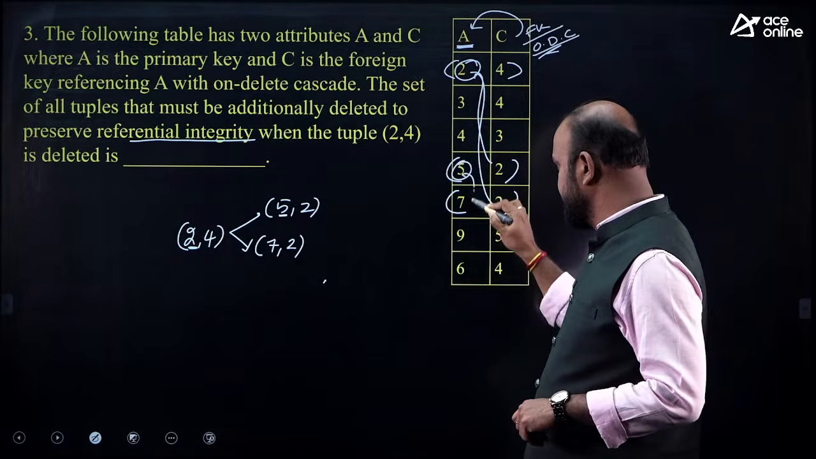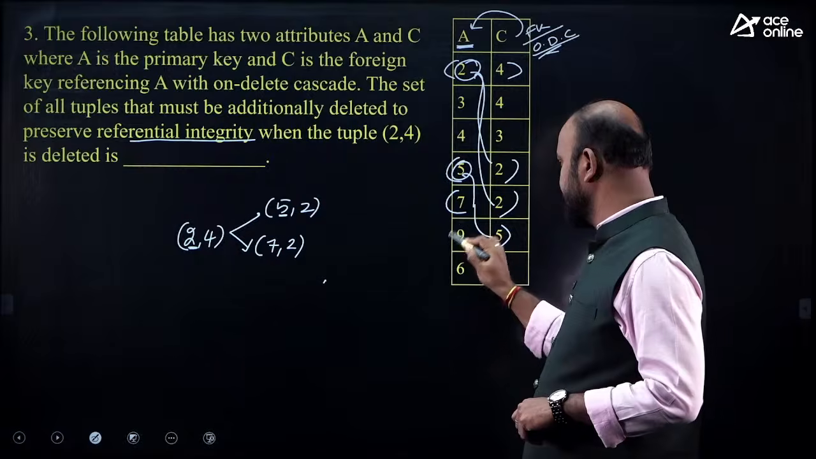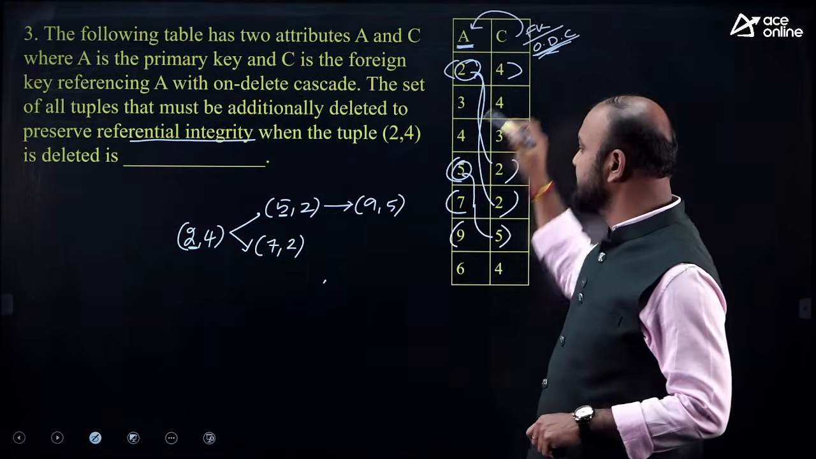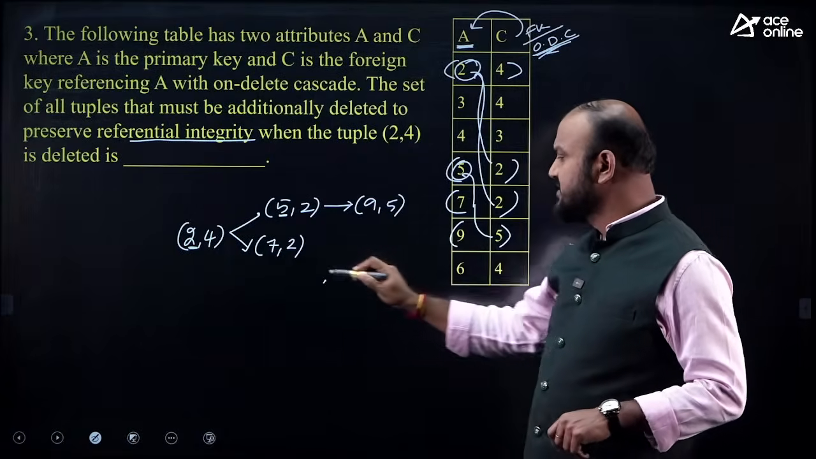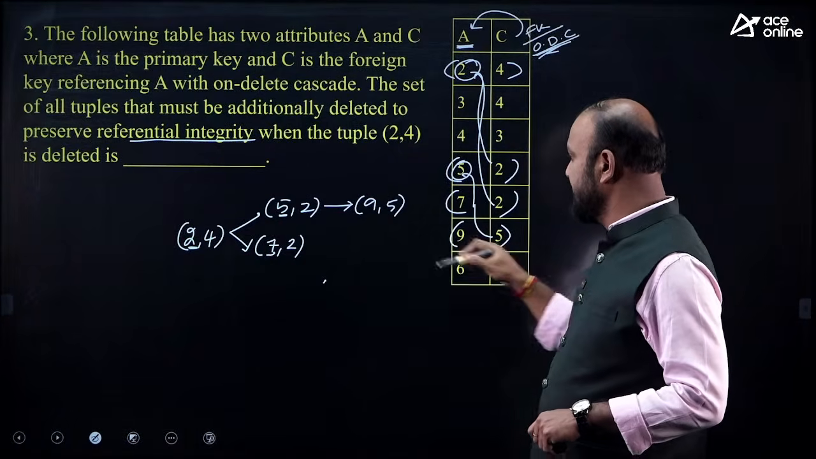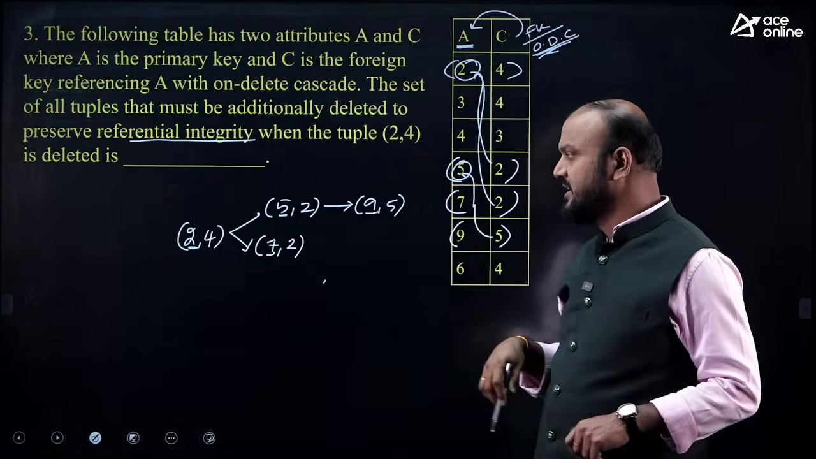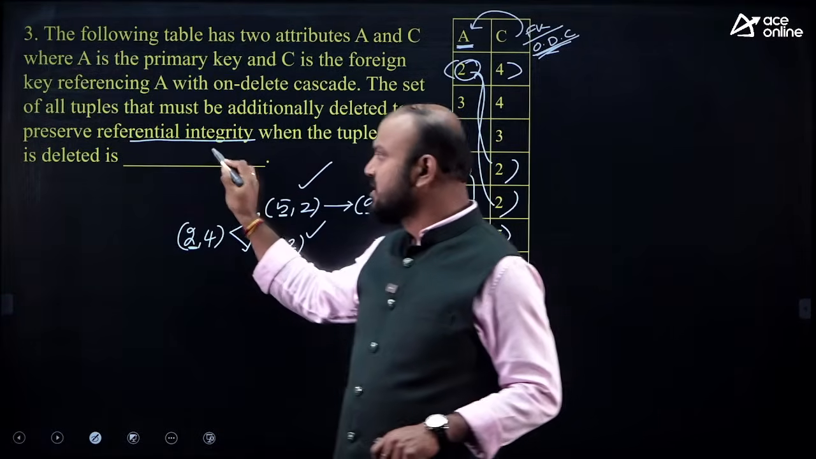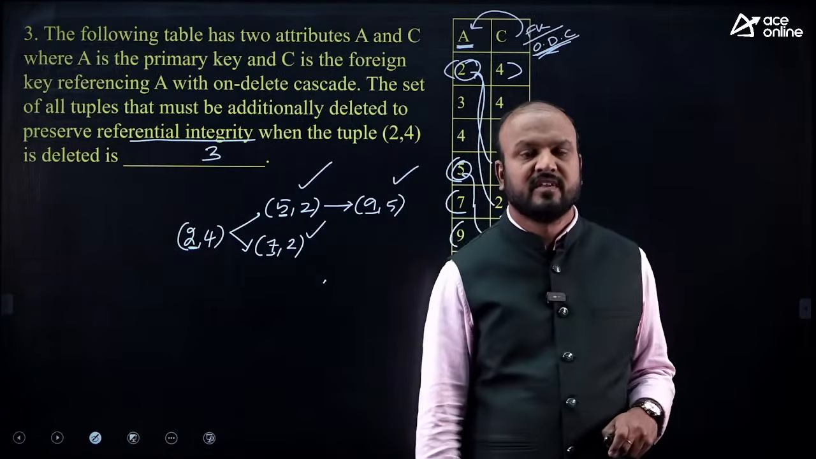Whenever you delete 5, we have to check its related records. When 5 is deleted, its related record is 9, 5. So it has the child record 9, 5. Because of on delete cascade, delete that also. But whenever 7 is deleted, 7 is not in the child. When 9, 5 is deleted, 9 is not in the child. Additionally, how many records are deleted? 1, 2 and 3. So the answer for this question is 3.